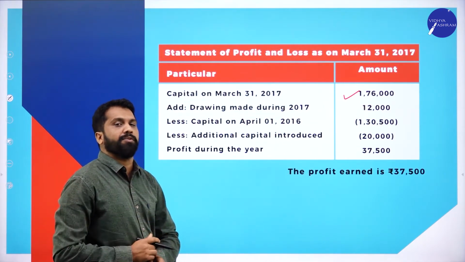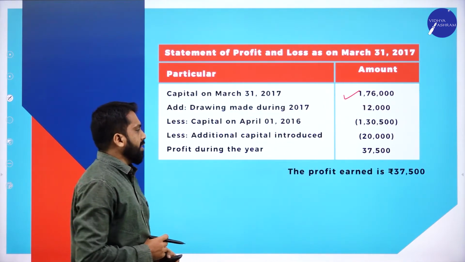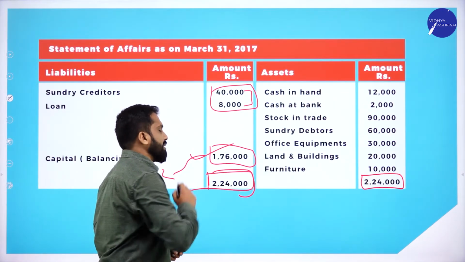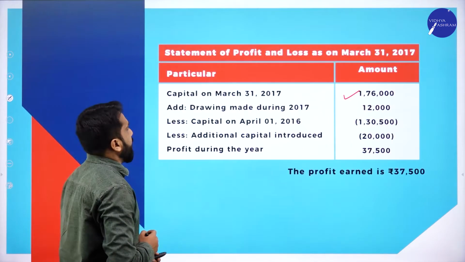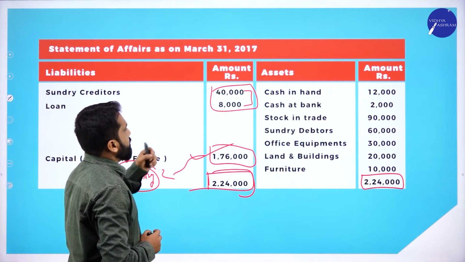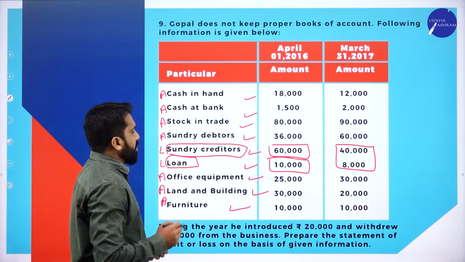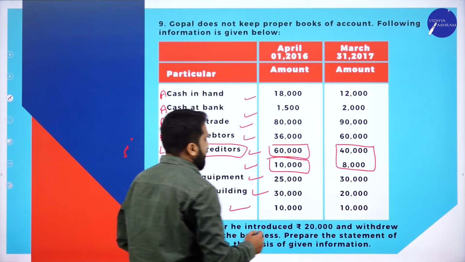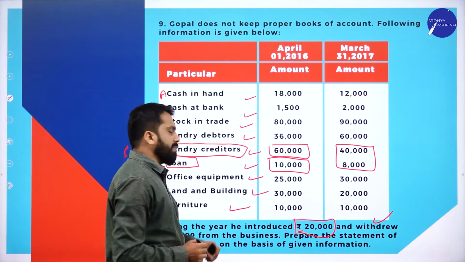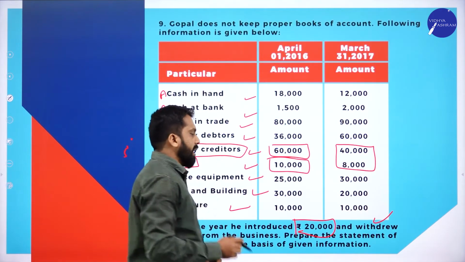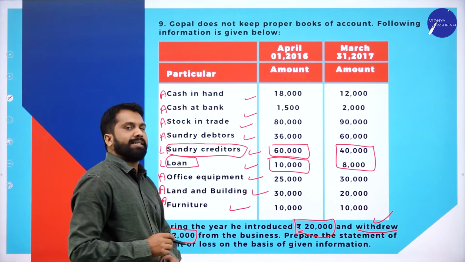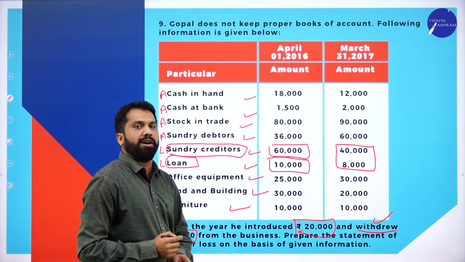Your closing capital is 1,76,000. Where did you get this 1,76,000? I'll go back to your answer. Your closing capital is 1,76,000. Next, add drawings made. Your drawings is how much? I'll go back to your question. Your drawings are given. So the 20,000 he withdrew is nothing but your additional capital, and he withdrew 12,000 as drawings.